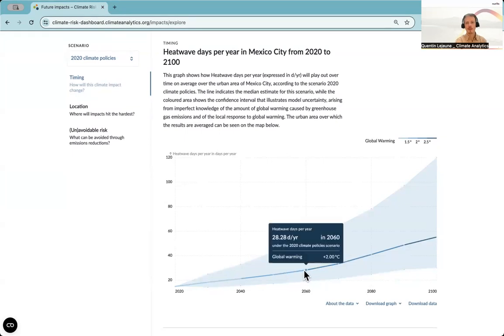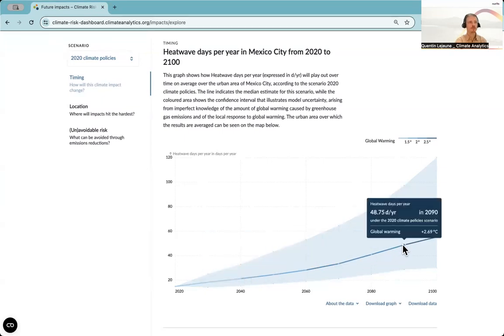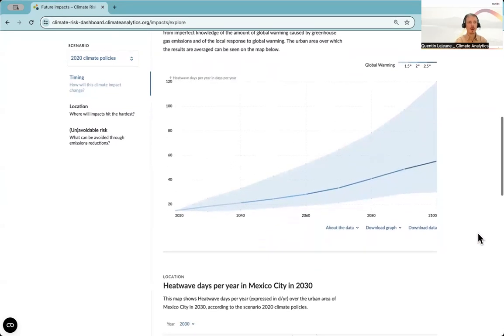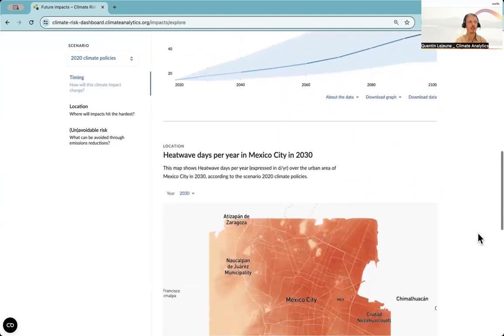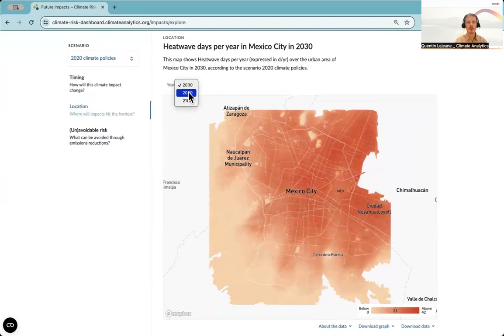The line in the middle is color-coded, so that you can see when global warming levels of 1.5, 2 degrees, and 2.5 degrees are crossed. Below, you can also see a map showing how the number of heatwave days per year varies in space over the city for 2030, 2050, or 2100.